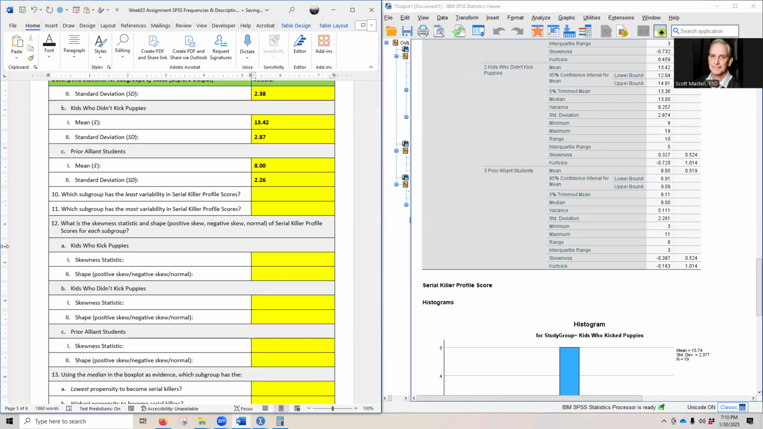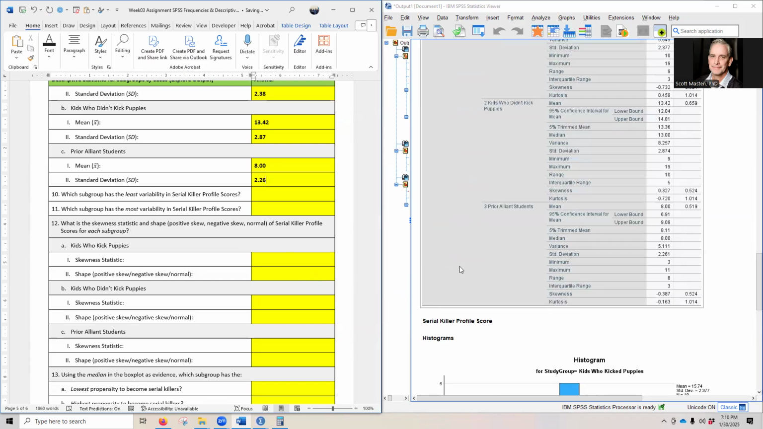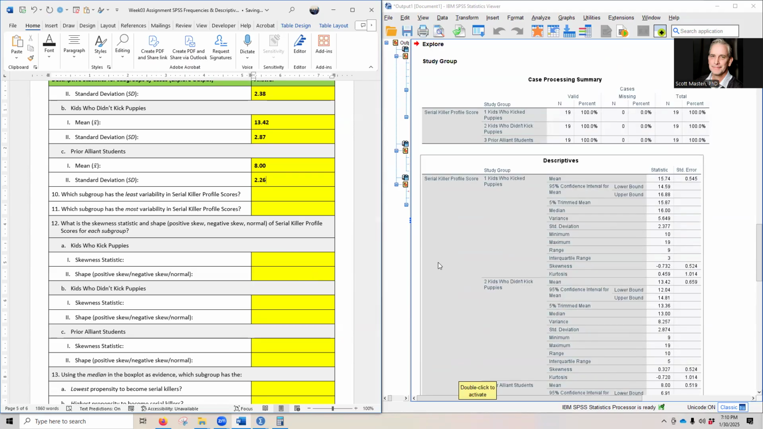Which group has the least variability in serial killer profile scores? All right, well, there's more than one way to answer this one. You know several measures of variability now, and technically, you could have looked at any of them. Given that the serial killer profile scores are an interval scale of measurement variable, I'm going to look at the standard deviation. So I'm going to compare the three standard deviations of the groups.